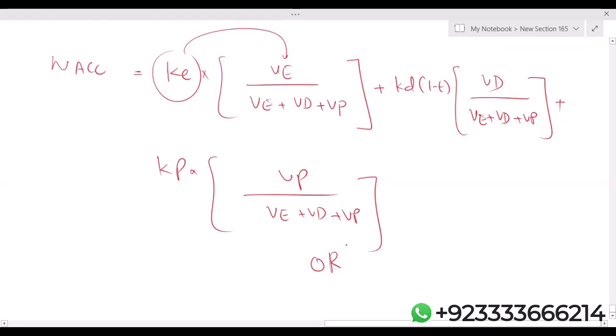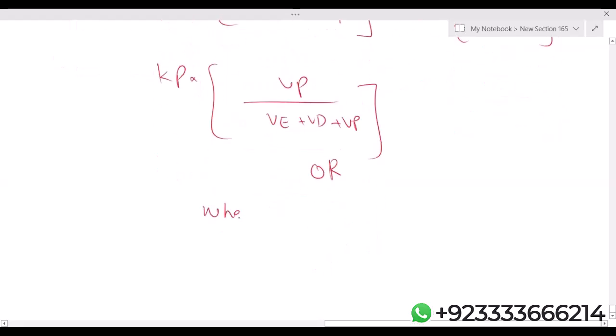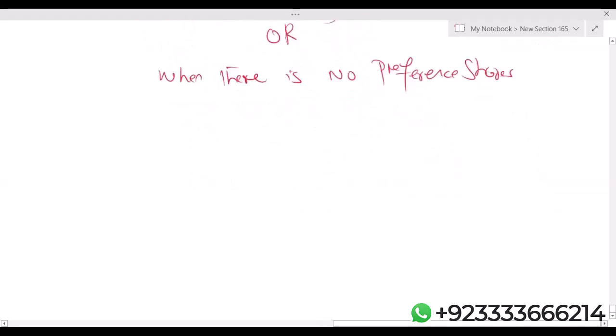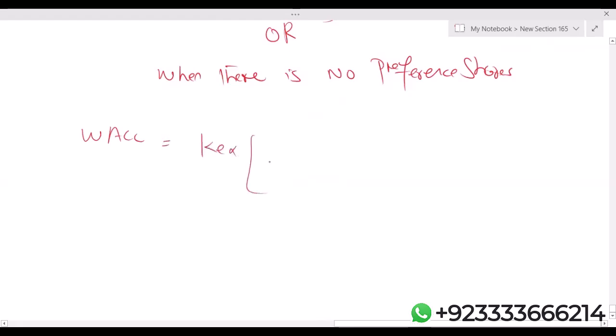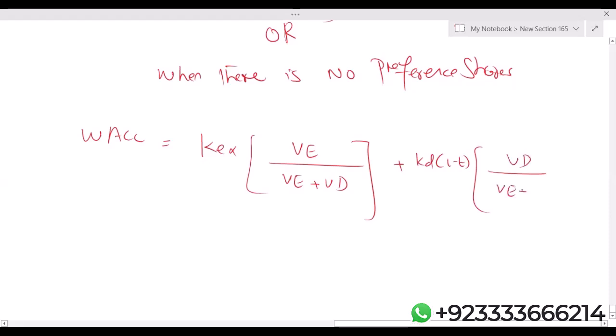Or when there are no preference shares, the formula becomes, I would say, a bit simple. WACC is equal to KE, market value equity, divided by market value equity plus market value debt, then plus KD (1 minus T), market value debt, divided by equity and debt.